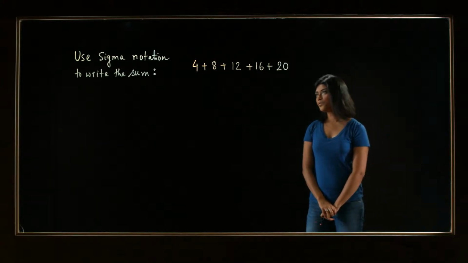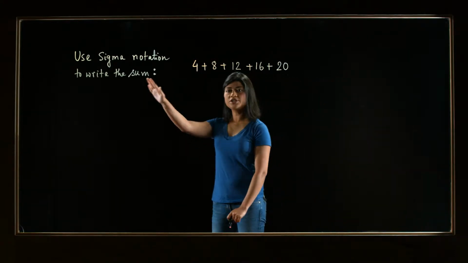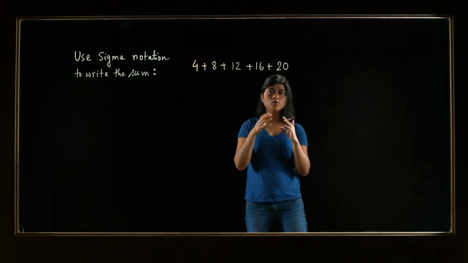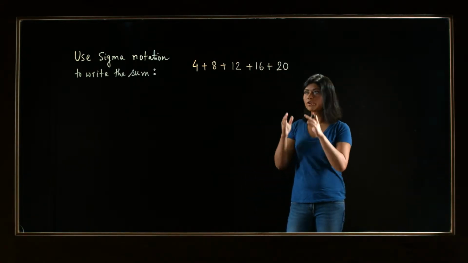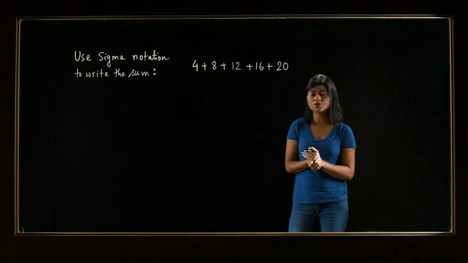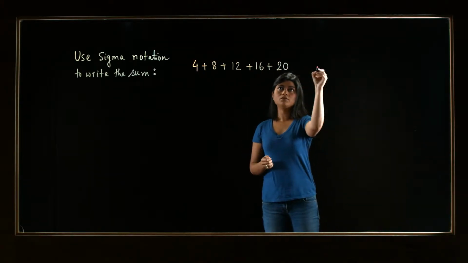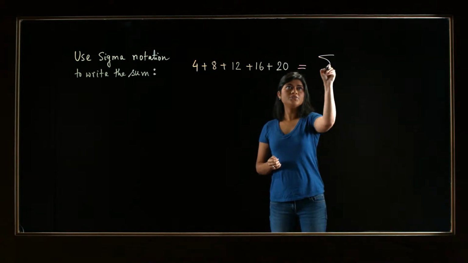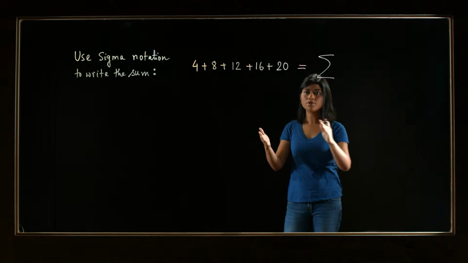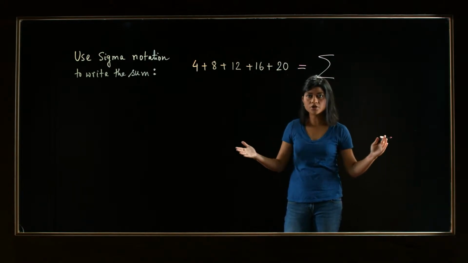In this problem, we have to use sigma notation to write this sum. So, in a compact form, rewrite this sum with just one notation, and that's the sigma notation. First of all, let's write down the notation. This is the sigma, and it represents a sum of numbers or a sum of terms.